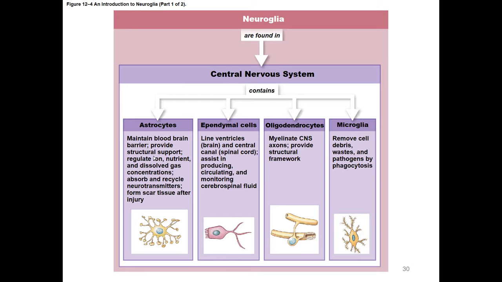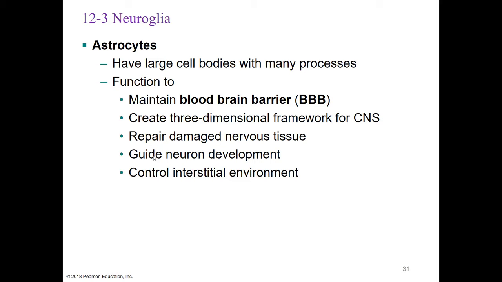But looking at the astrocytes specifically, the astrocytes have large cell bodies with, it looks like, little arms branching off of the cell body. Their job is to maintain the blood brain barrier, also known as the BBB. The blood-brain barrier, you can kind of think of it as your brain's ultra-sensitive filtration system. So it's going to help to ensure that chemicals or other toxins or products that are in your general blood circulation are not necessarily going to be able to access the brain circulation. So it separates brain circulation in a sense from general circulation.